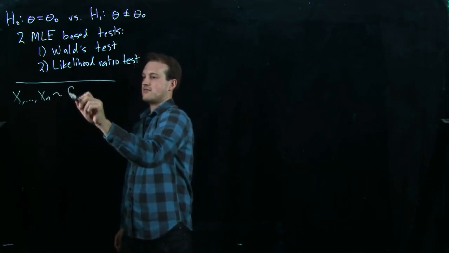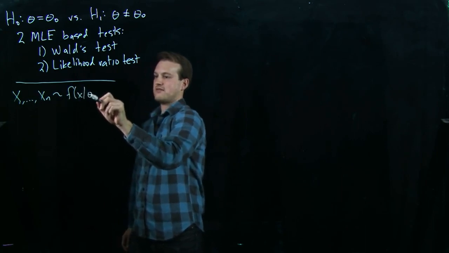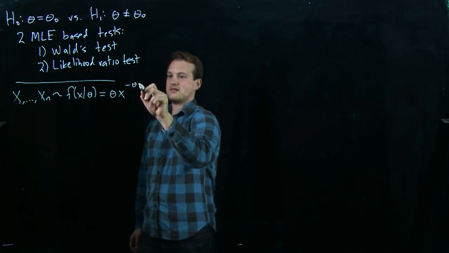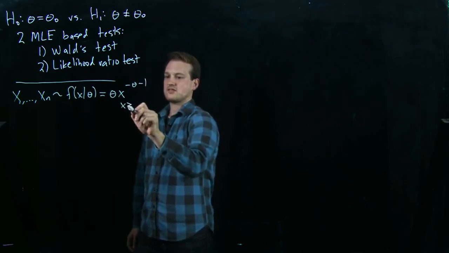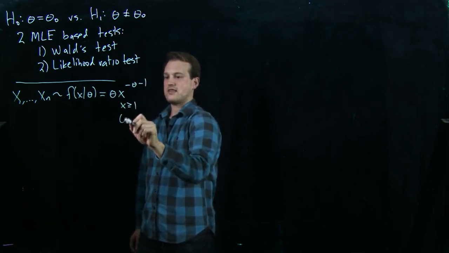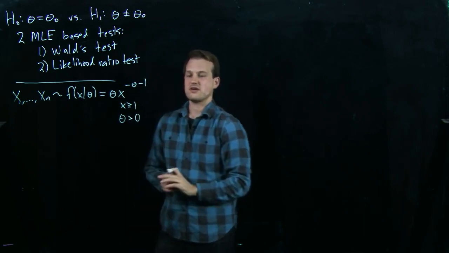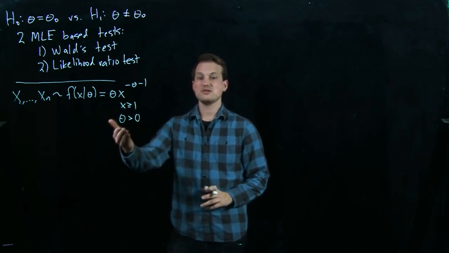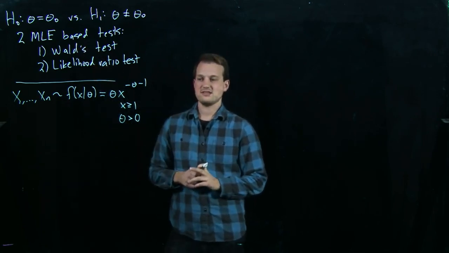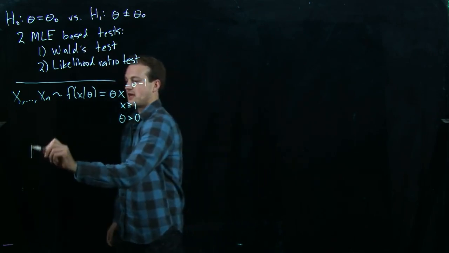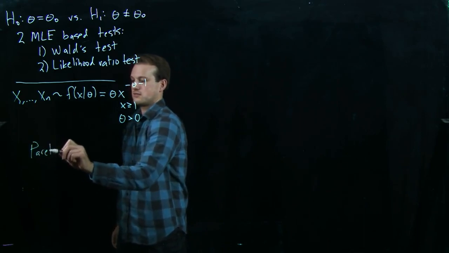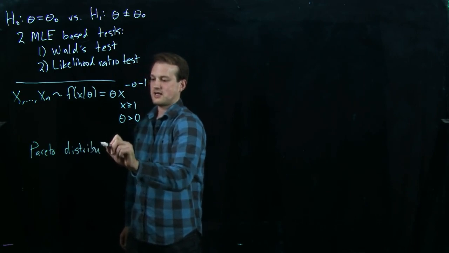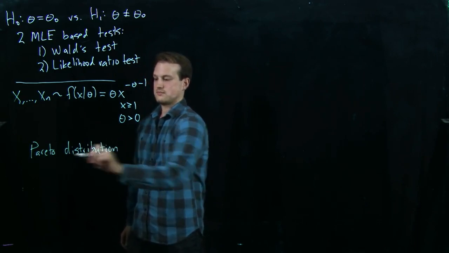where we have data drawn from this PDF. f of x given theta equals theta x to the minus theta minus 1, where x is greater than or equal to 1, and theta is some parameter that's greater than 0. So in this model, we want to actually estimate theta, and maybe do a hypothesis test with this theta. This is called the Pareto distribution, and has lots of scientific and economic applications.